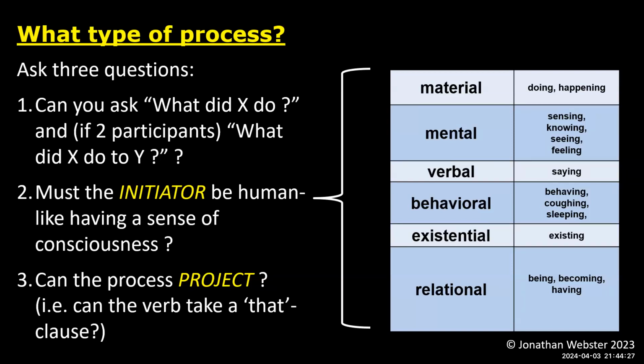We mean questions like this. What did X do? What did X do to Y? Can you ask those questions? If you can, you have a material process. Otherwise, you have a mental process. You can't ask what did X do when it is a mental process, right? And so that is an aspect of the grammar.